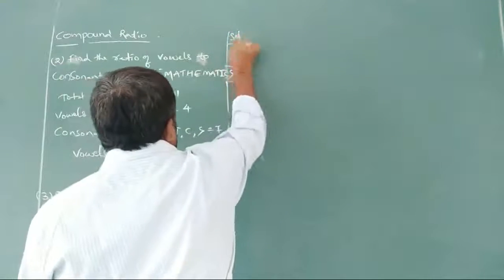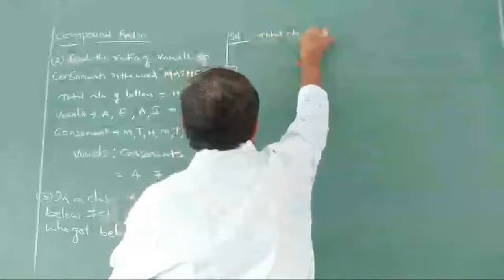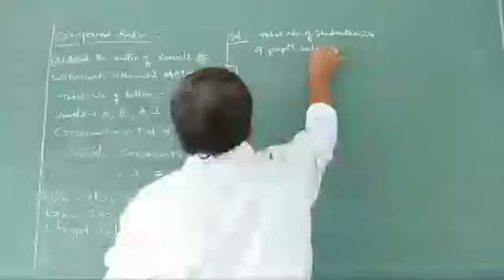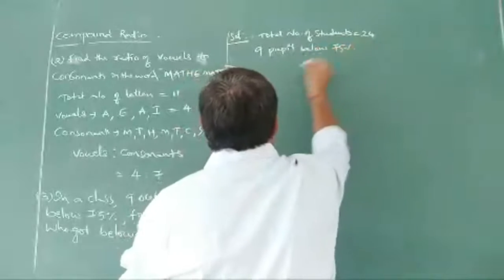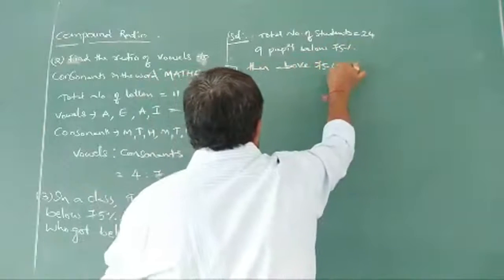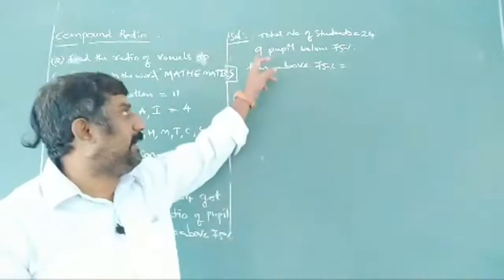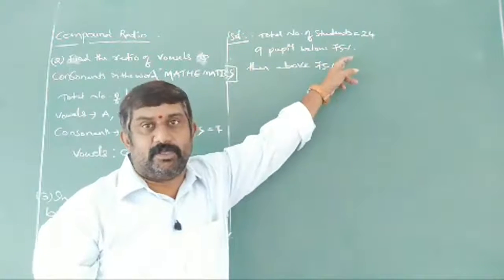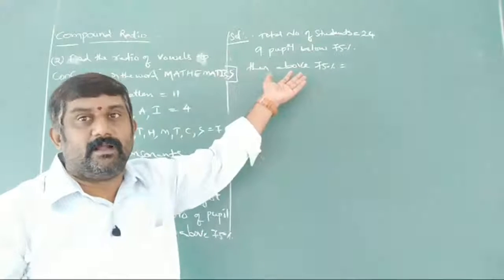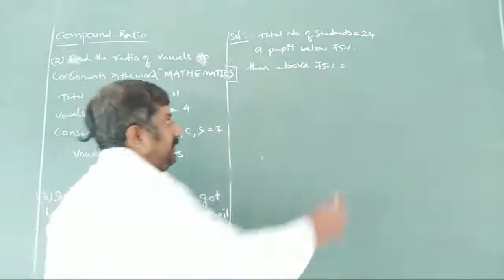What is given? Below 75%, then above 75%, how many are going to be? Totally 24. Out of 24, 9 got less than 75%. So out of 24, 9 less than 75% means remaining how many do we have here? 15. So 9 plus 15 is 24. So above 75% is 15.